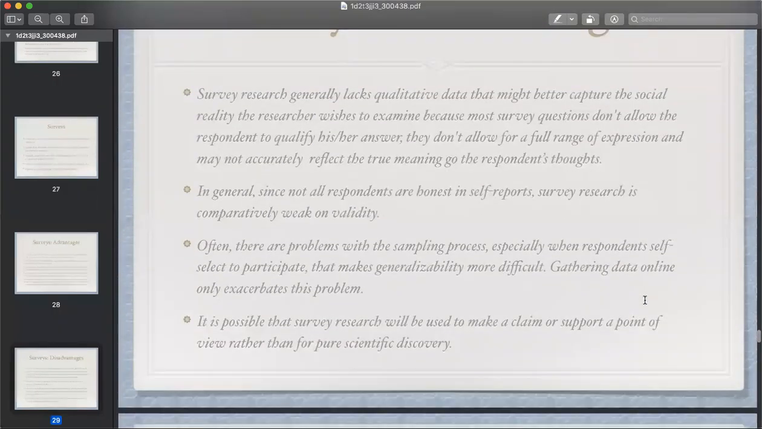Now, what are some of the disadvantages? Well, once again, we don't have this detailed opportunity to gain as much information as we possibly can from respondents because people are very limited in the responses they can provide.